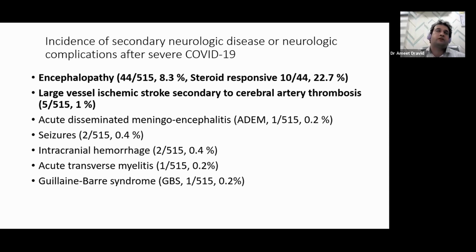As you can see, 8% of our patients with severe COVID-19 developed encephalopathy, while out of those 44 patients, only 22% were steroid responsive. That means after a pulse dose of methylprednisolone, there was a definite improvement in consciousness or in delirium in only 22% of patients. The rest of the CNS complications which we saw were large vessel ischemic stroke leading to cerebral artery thrombosis, acute disseminated encephalomyelitis, seizures, intracranial hemorrhage, and acute transverse myelitis and GBS.